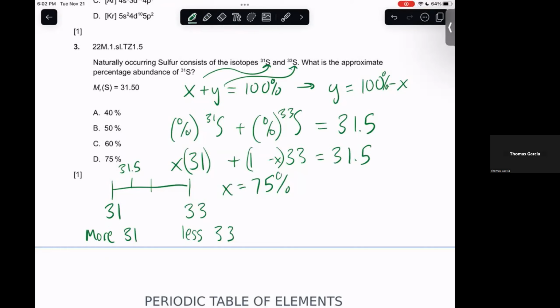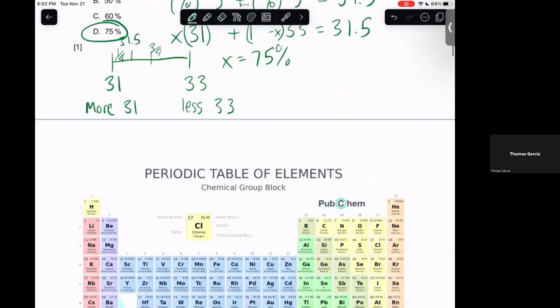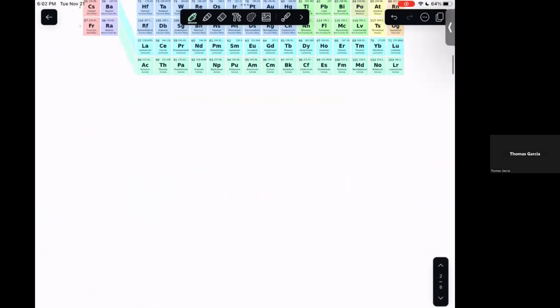In fact, to get 1/4 of the space to be closer to 31 and 3/4 of that space to be closer to 33, we actually need 75% of the 31 mass. It's kind of more logic than actual anything. The real way to do this is you just take the percent, multiply by the mass, but we'll see that in a later problem. I insert a periodic table so I can refer to it.